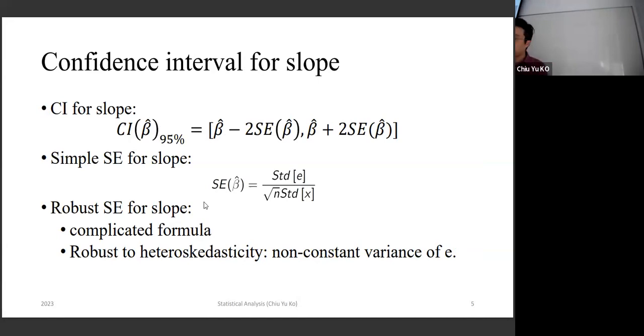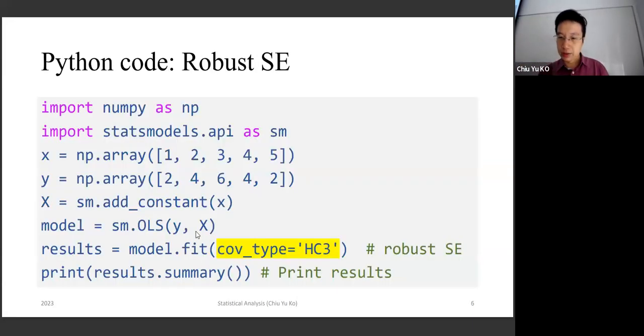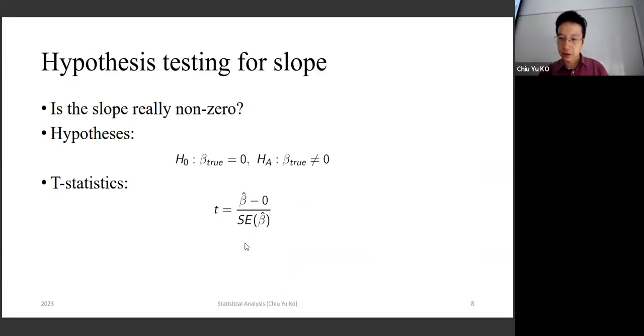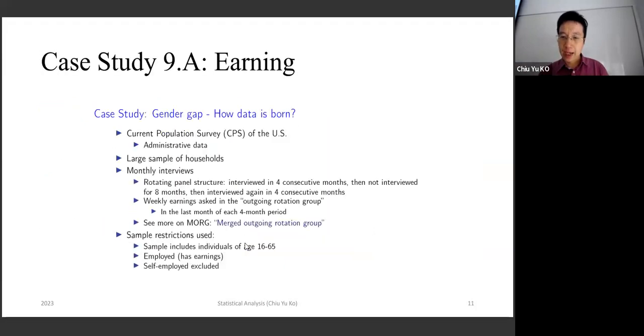Just to remind you, heteroscedasticity, in simple terms, is whether the variance is changing according to X. If you assume that at different levels of X the variance is the same, then you can use the simple one. Otherwise, you use this one, this function.